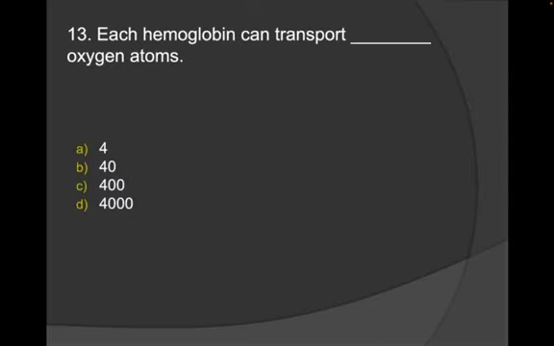Each hemoglobin can carry how many oxygen atoms? 4. If it's 4, that means what is the oxygen saturation of that molecule? 100%. As it goes down, the saturation level also goes down. For example, if there is only 2, then it will be 50% saturated.